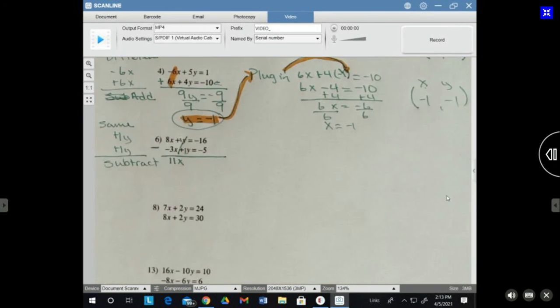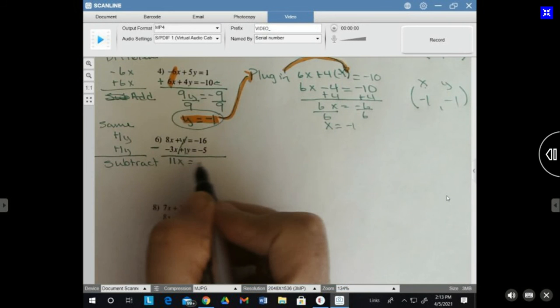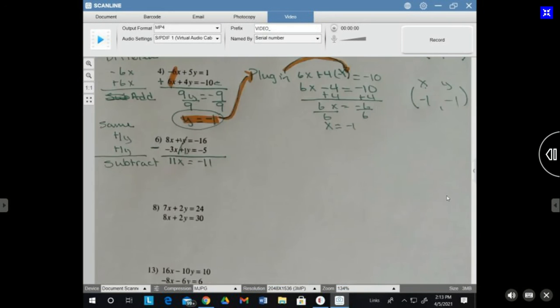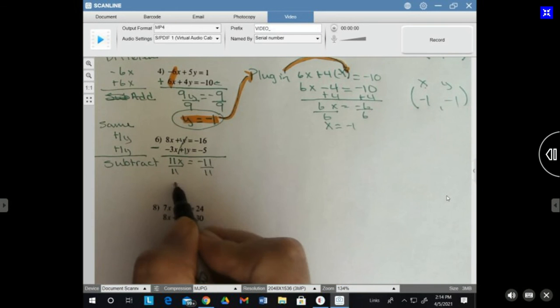Y's are gone. Be careful. Negative 16 minus negative 5. Minus a negative. Yep. So negative 16 plus 5. There you go. So dividing by 11, x is equal to negative 1.